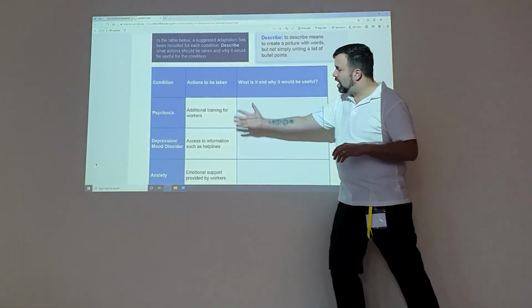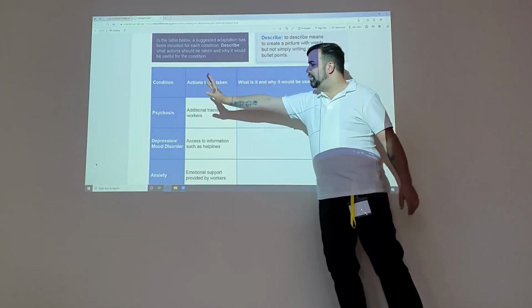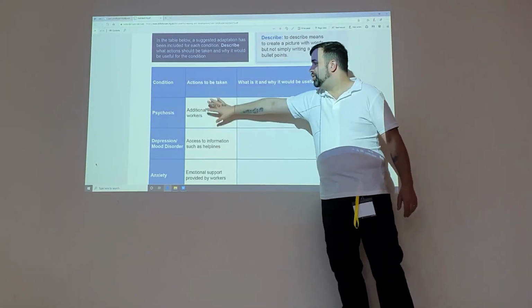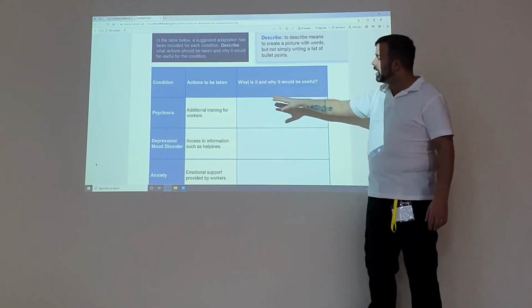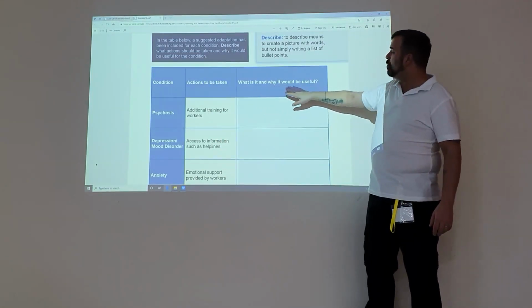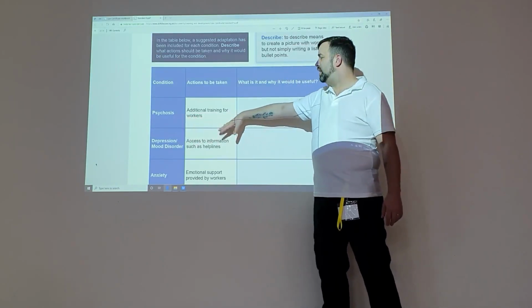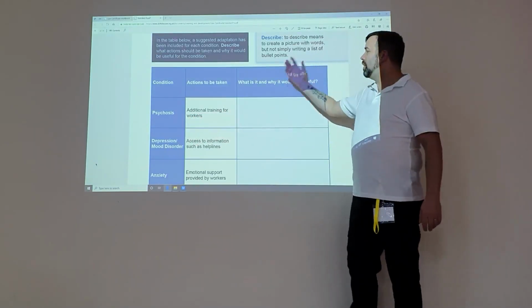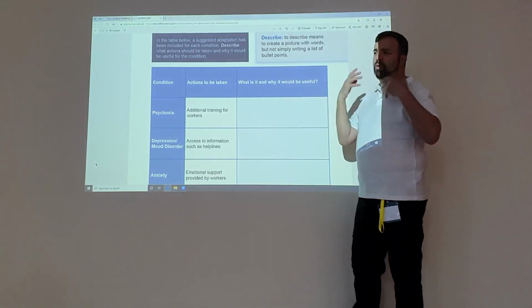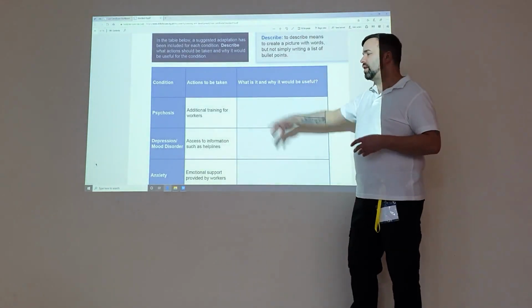Here we've got a box, so it's giving you the condition here, the actions in which you could take, but it wants you to then think about what is it and why would it be useful. So psychosis, if we think in additional training for workers, well, how would that be useful? What training would I have? Why would that training then be useful?